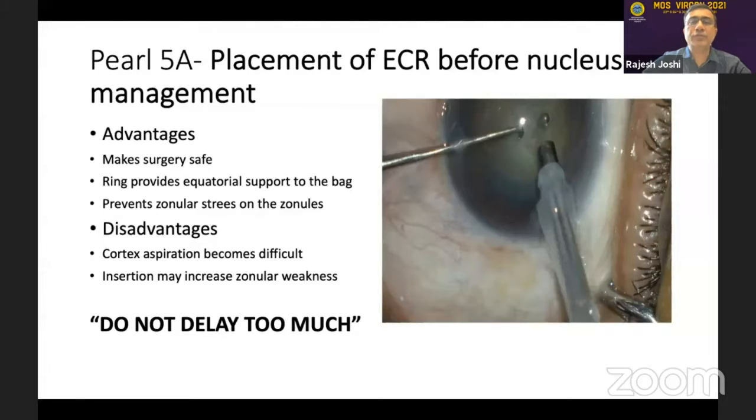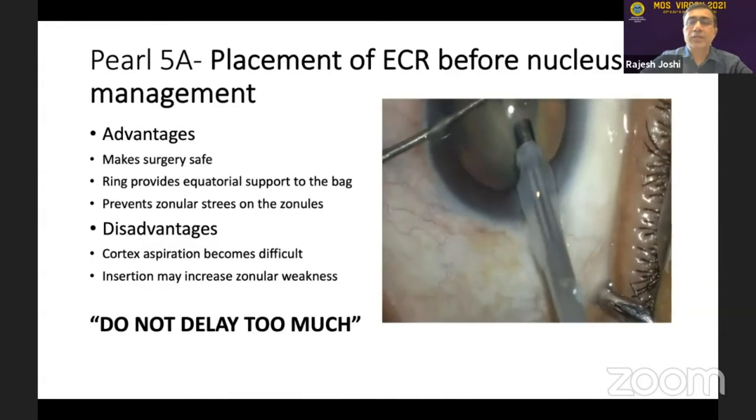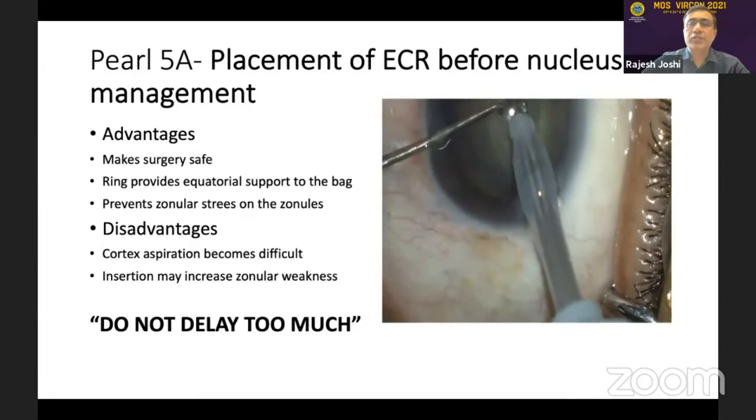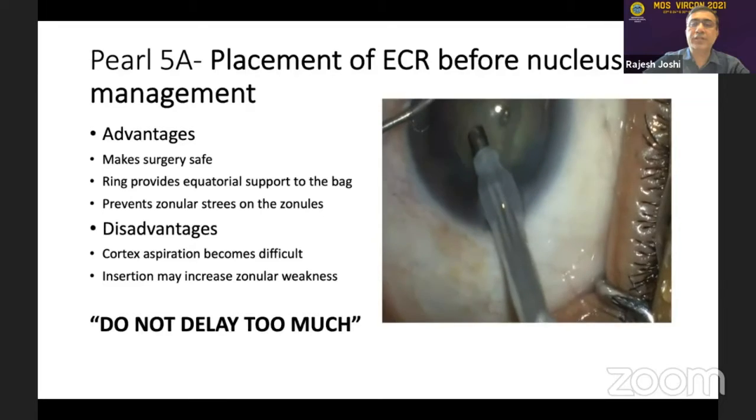Placement of the endocapsular ring before nucleus management. Now, as you can see, the nucleus is coming into the port. Of course, it is not well centered.